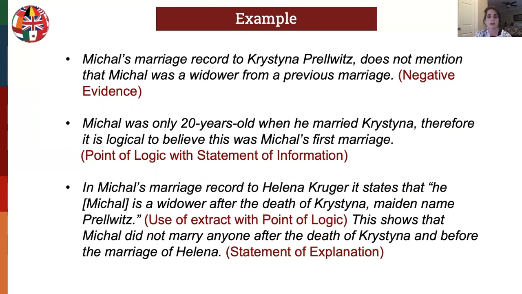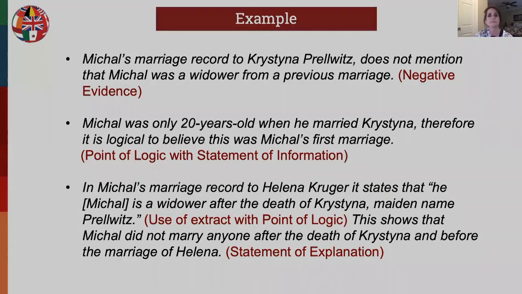In Michael's marriage record to Helena Kruger, it states that, quote, he, Michael, is a widower after the death of Christina, maiden name Prelwitz. This is a use of an extract with a point of logic. This shows that Michael did not marry anyone after the death of Christina and before the marriage of Helena. So that's a statement of explanation to help the logic flow.